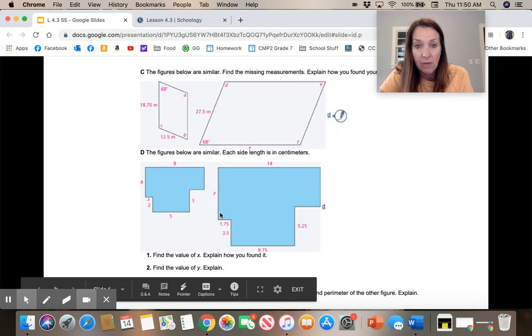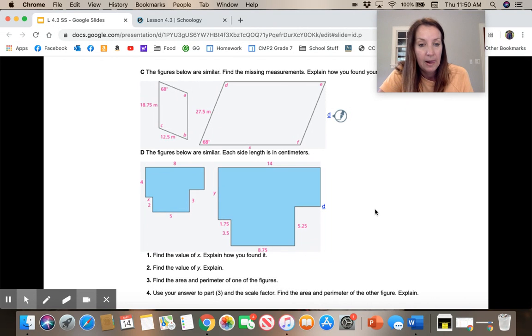Are you using scale factor or are you using ratios? Find the area and the perimeter of one of the figures, and then use your answer to part 3 and the scale factor. Find the area and the perimeter of the other figure. Explain. So again, you should be able to find a scale factor between these two. You may have to use a calculator to do that.